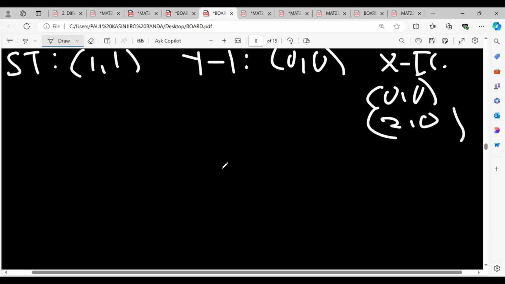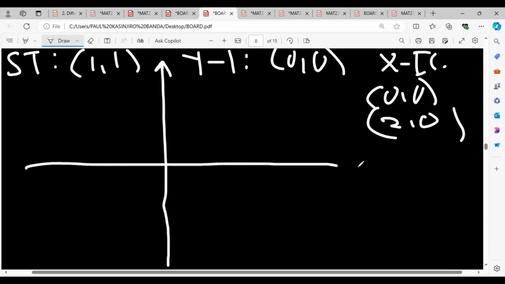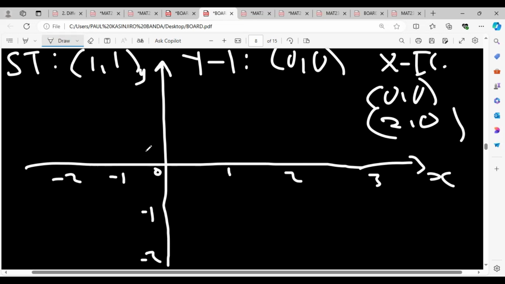Yeah, so that's simple. If this is my y, and this is my x, like that. Okay, so I can put 0 there. You can put 1, 2, 3 in the x direction, and then that will be the y. Here I can put -1, -2, just like that. Even on the y, I do the same. Okay, so let's plot these points.